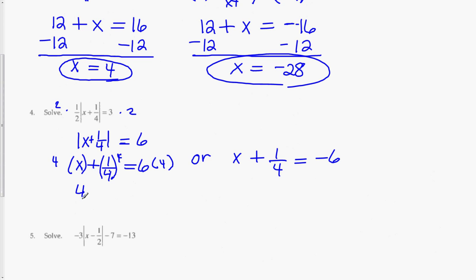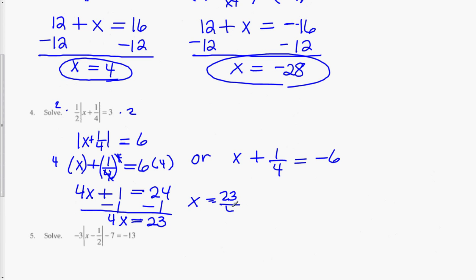So I'm going to have 4x plus 1, because those 4's would cancel, equals 24. Subtract 1 from both sides. So 4x equals 23. So x equals 23 over 4 when I divide both sides by 4.